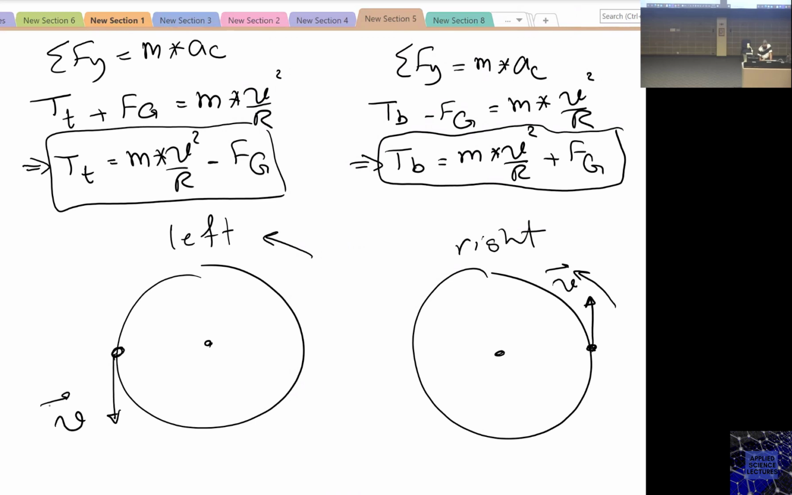Right? So let me put the coordinates right here. So this is x. This is x positive, from the object toward the center. The direction of the positive is from the object toward the center. This is y.